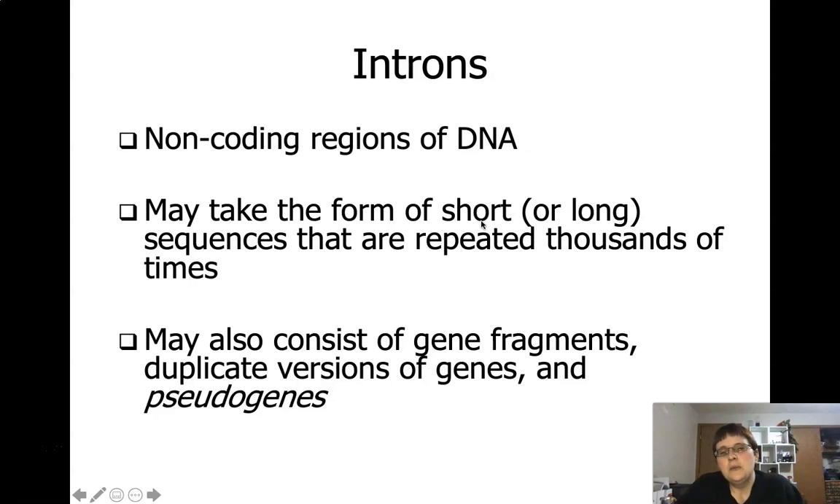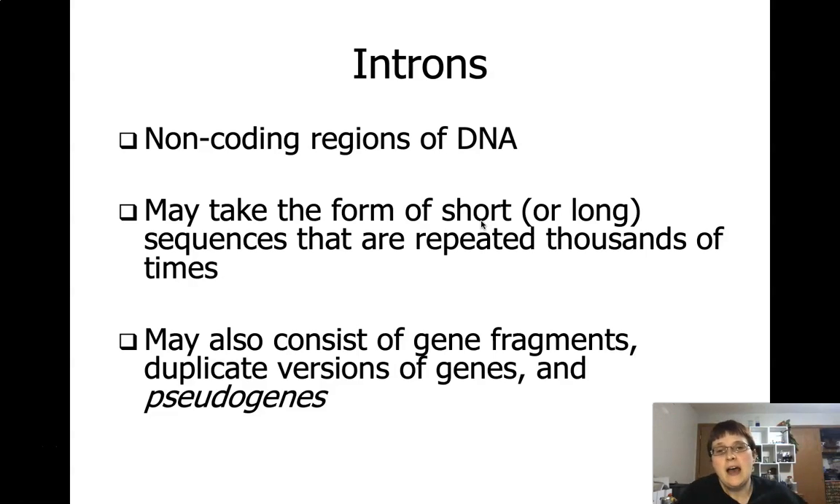The other thing that we find are things that look like genes, but aren't. So it might be a gene fragment, where maybe part of it got copied and then the rest of it got destroyed for whatever reason. We also find duplicate versions of genes in these introns. So, you know, extra copies that aren't being used. They've been turned off and just left to be dormant.